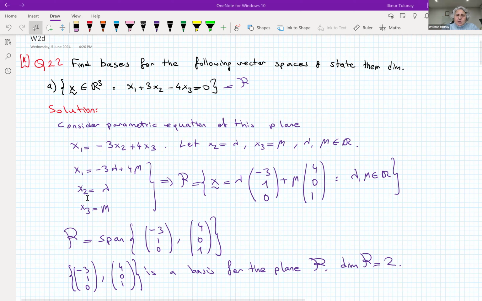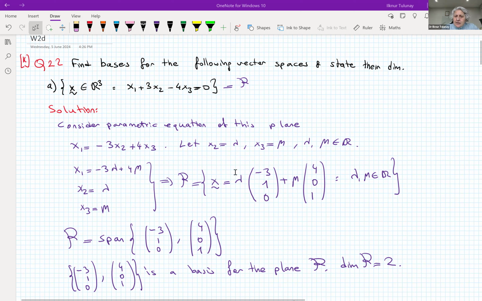Then we will be able to write x1 = 3 lambda - 4 mu, x2 is lambda, x3 is mu. So this set will be the set of vectors such that lambda times the coefficients of lambda in this equation, which is 3, 1, 0, and that's that vector, plus mu times the coefficients of mu, which is -4, 0, 1. This is the parametric form of this plane.